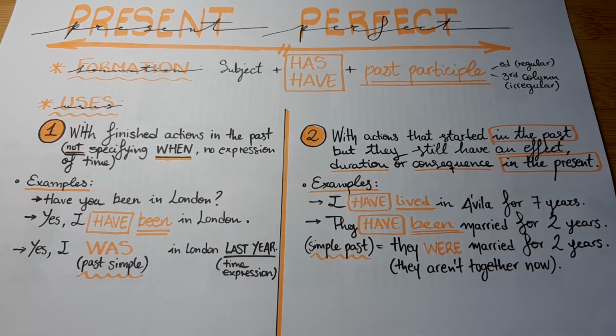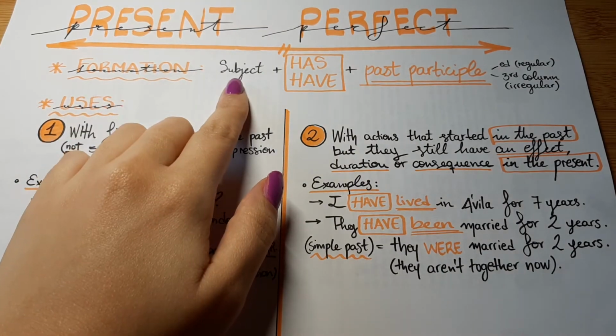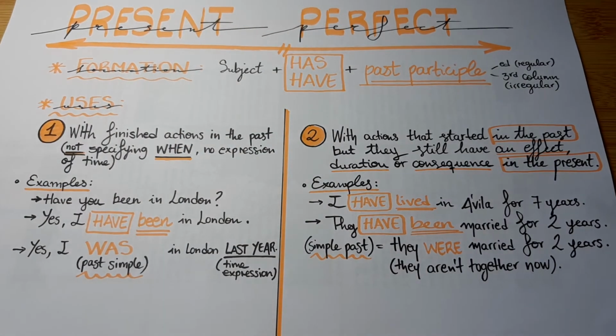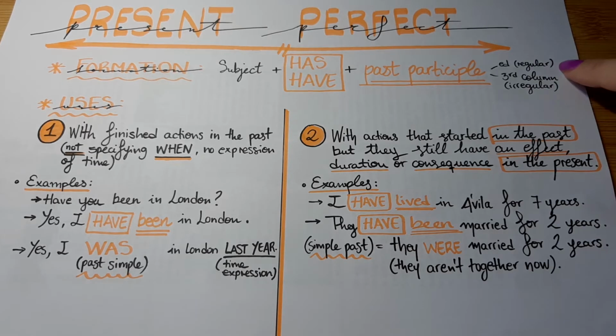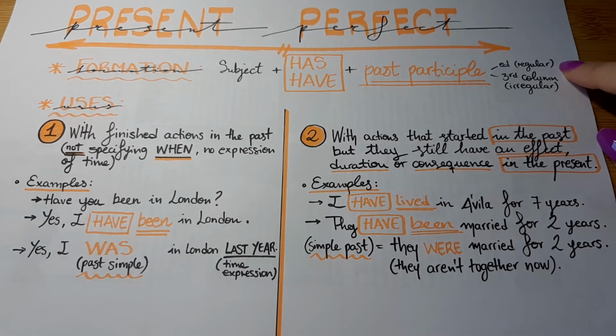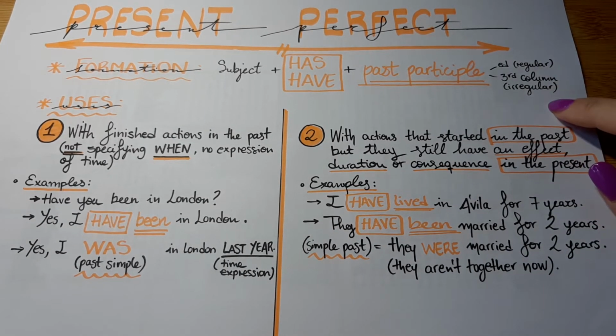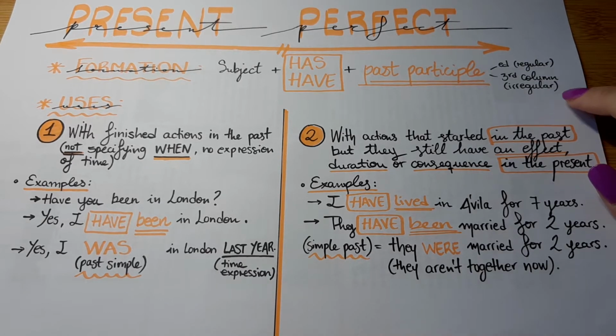The formation of this verb is a composed verb in Spanish, un verbo compuesto, the same as el pretérito perfecto compuesto, for example, in Spanish. So we will have a subject in a statement plus the auxiliary verb, which is has or have, and the past participle, which in the case of regular verbs is finished in ed, as we have said in the past simple, and in the case of irregular verbs, we would have to learn them by heart with the third column.